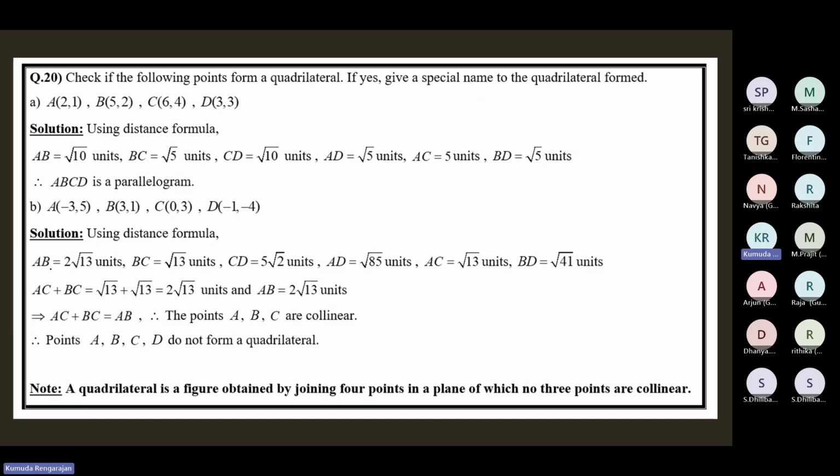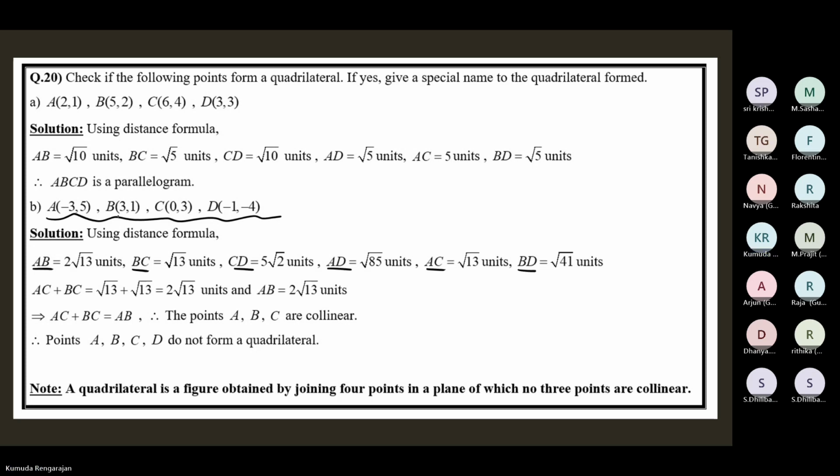In the next one, using the distance formula, find AB, BC, CD, AD, AC, and BD. Now here what we observe is that opposite sides are not equal. All the sides have different measures. That's also possible. It's not that if it's a quadrilateral, opposite sides have to be equal. There can be a quadrilateral with none of the sides equal also.